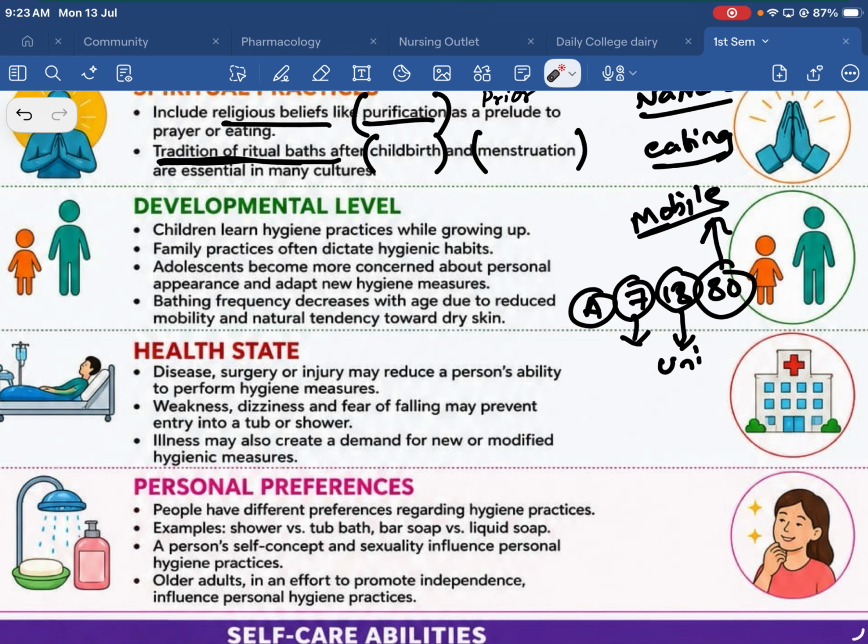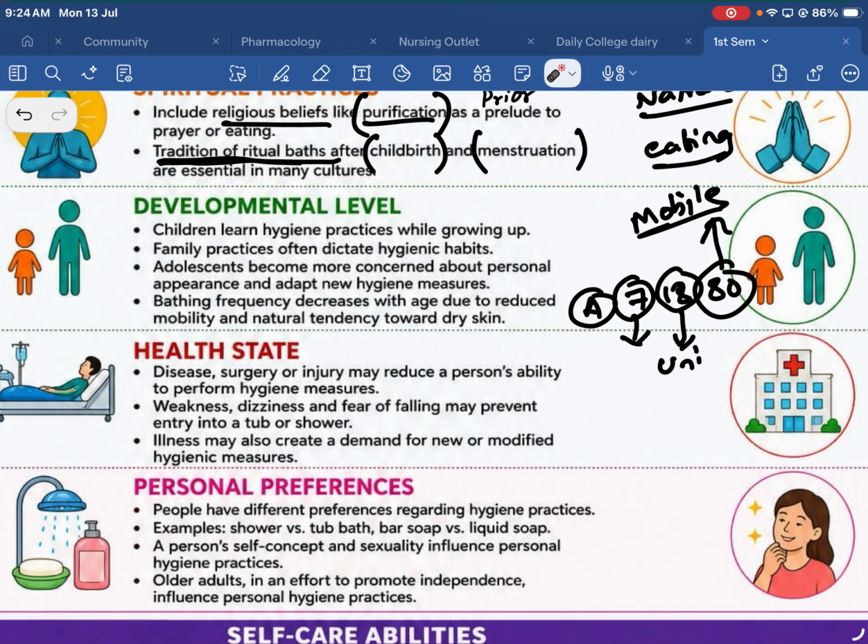Are you understanding? Okay, next, adolescents will become more concerned about their physical appearance, or else they will adopt new hygienic measures, as I said. And next, family practices. All the children in the family will follow the elders. If the elders are good in hygienic practice, then children will also follow. Clear? Coming to the newborn, the elders have to give interest to make the hygienic practice for the child, I can say the newborn.